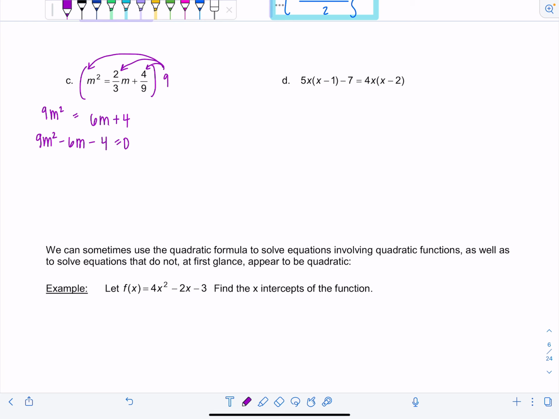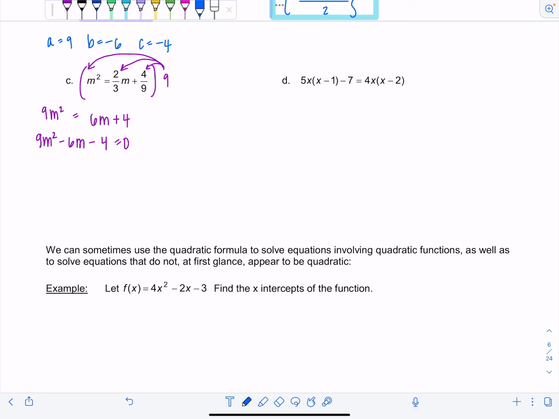Okay, if you need to list out a, b, and c, go ahead. Let's do that up top. So a is 9, b is negative 6, and c is negative 4. All right, why don't you guys go ahead, pause the video, give this one a try, and see if you can get the answer.